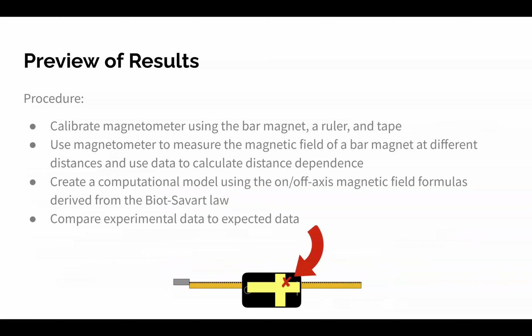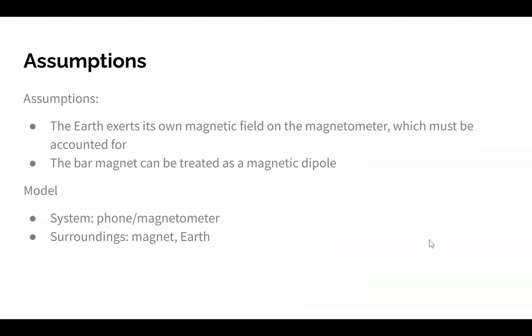So the procedure I used here was to first calibrate the magnetometer using a bar magnet, ruler, and tape, shown by this little diagram here, and then use that to measure the magnetic field of a bar magnet at different distances and use that data to calculate the distance dependence. And then I also created a computational model using the on and off axis magnetic field formulas derived from the Biot law. And then I compared my experimental data to my expected data to see how accurate I was.